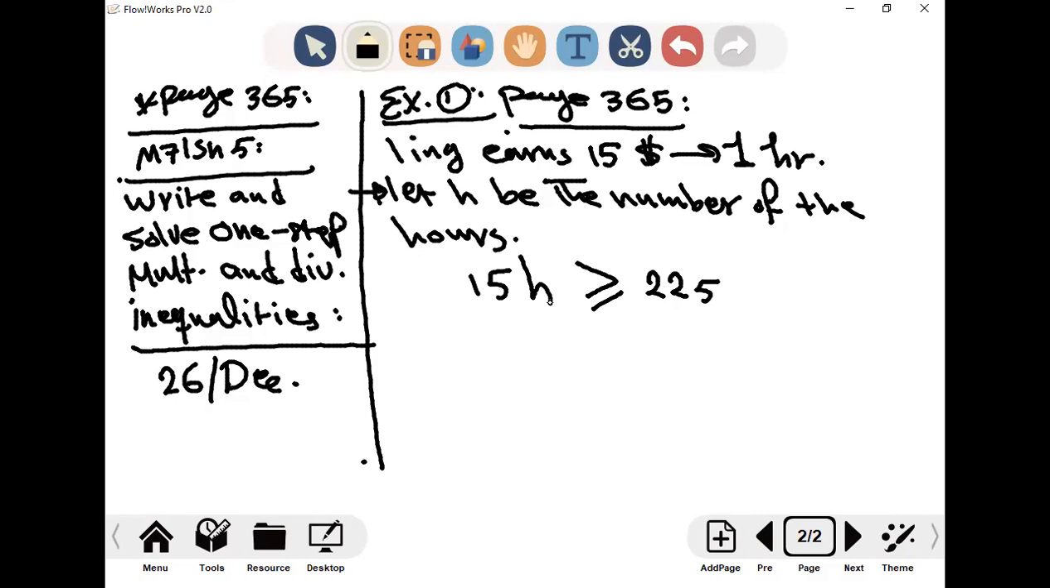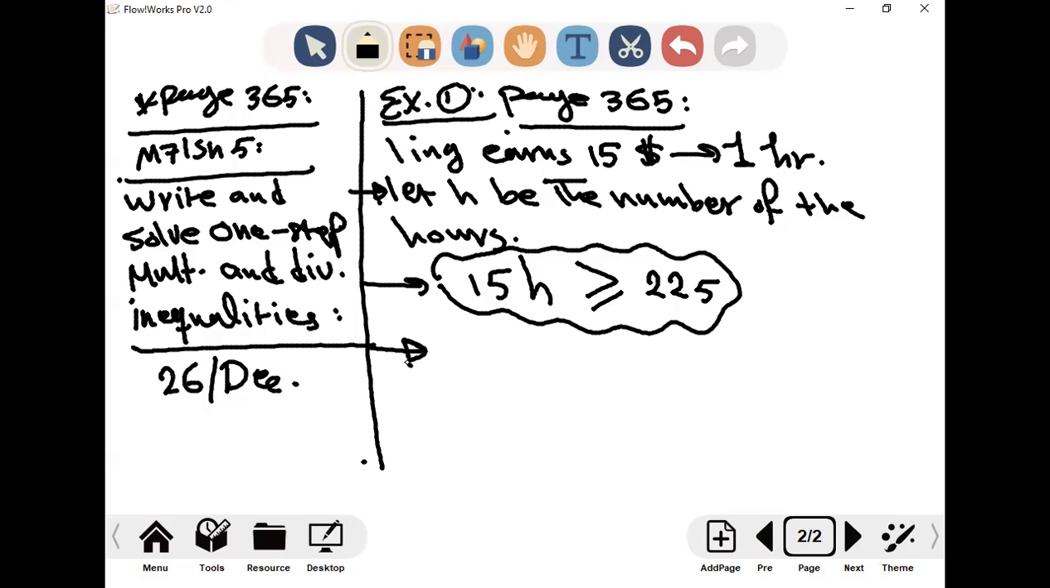So part 1, determine your variable. Part 2, write your inequality. Now part 3, you need to solve your inequality, right? So let's solve the inequality: 15h more than or equal to 225. How will we solve it? Yes, divide both sides by 15.